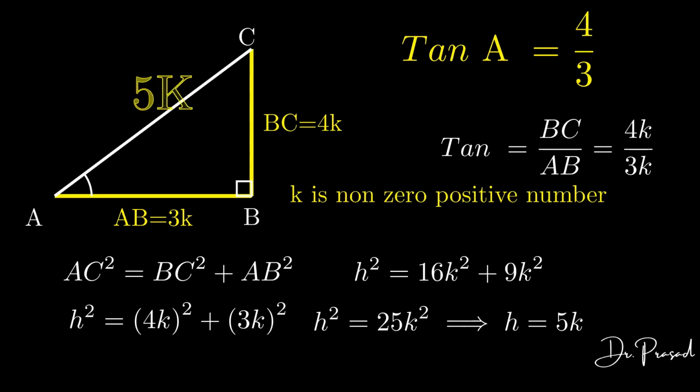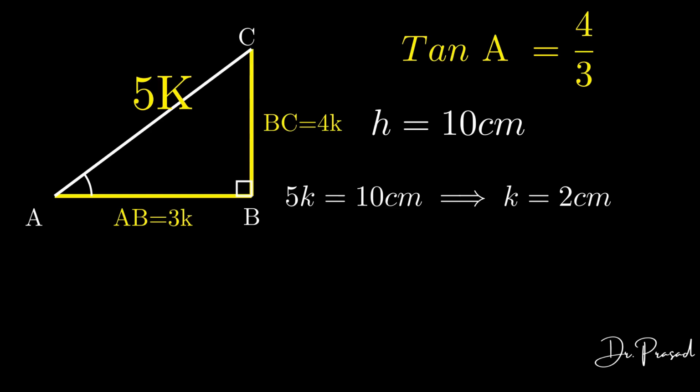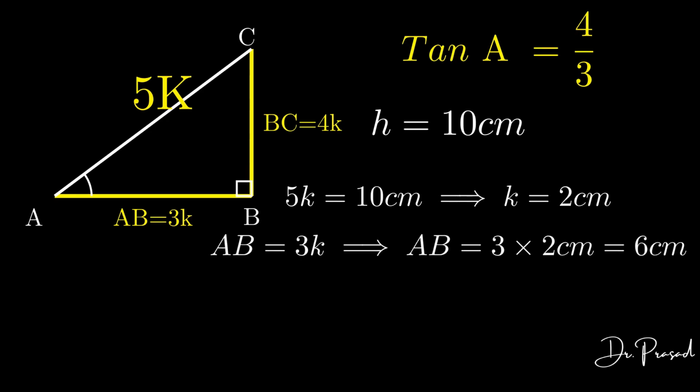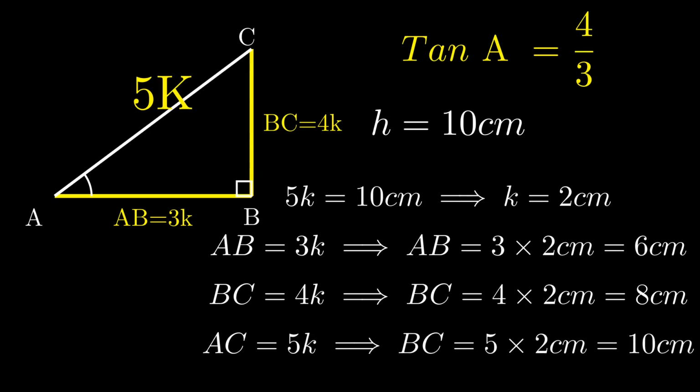Now we know the length of all the sides if k is known. Let's say we are told that the hypotenuse is 10 cm. Since 5k is equal to 10 cm, k is equal to 2. Now we can find the actual length. AB is equal to 3k, so this is equal to 3 into 2 is equal to 6 cm. BC is equal to 4k is equal to 4 into 2 is equal to 8 cm, and AC is equal to 5k is equal to 5 into 2 is equal to 10 cm.